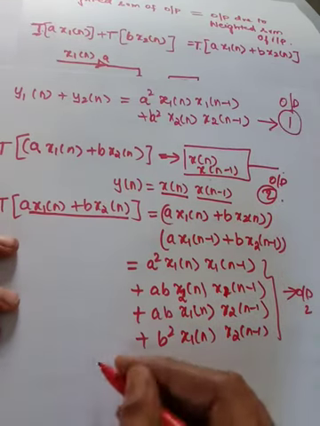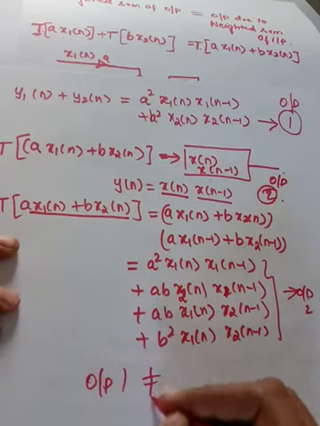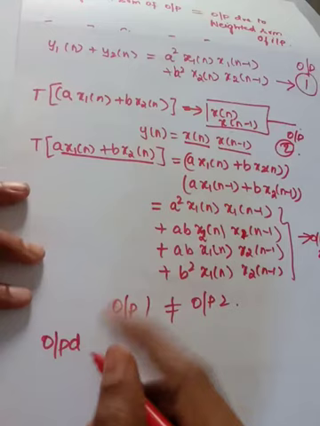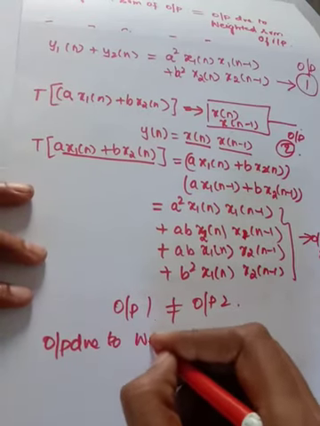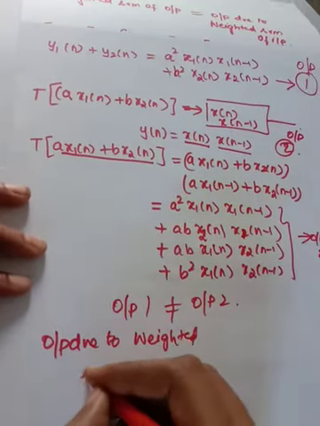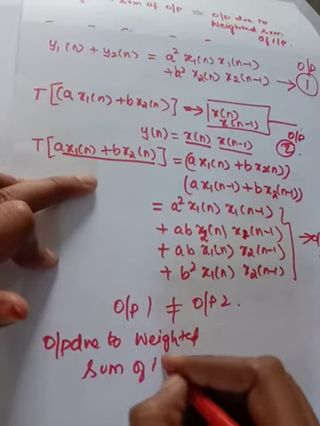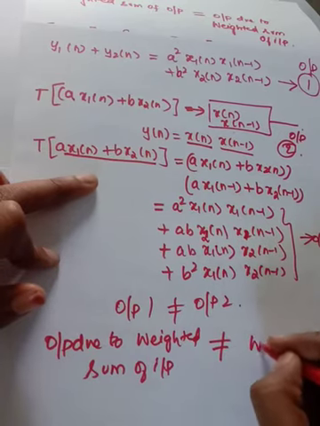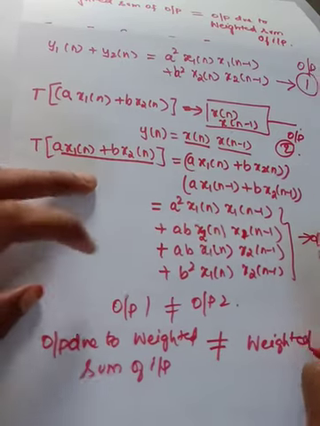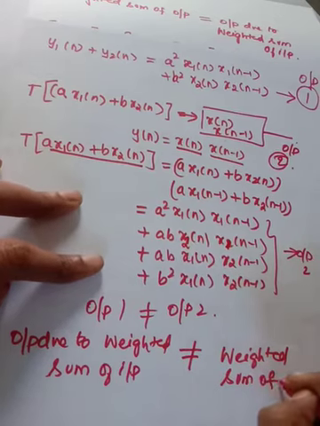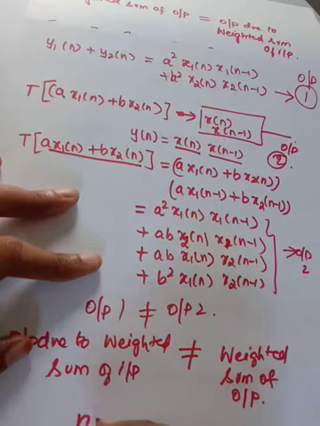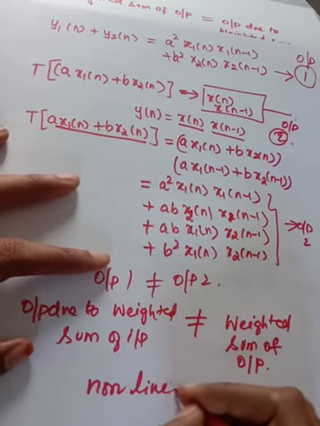Now check both outputs, whether output 1 and output 2 are equal. We have to write that the output due to the weighted sum of input is not equal to the weighted sum of output. So the system is a non-linear system. Like that you have to do.